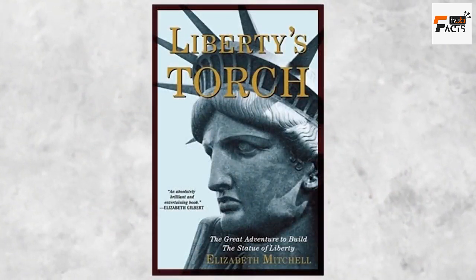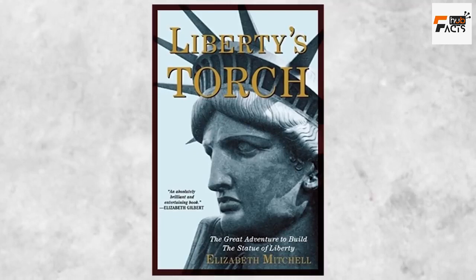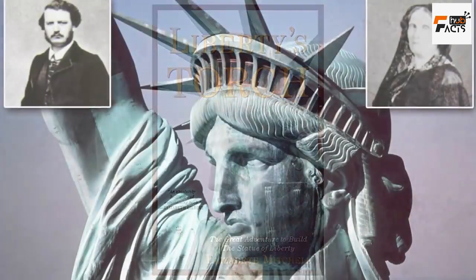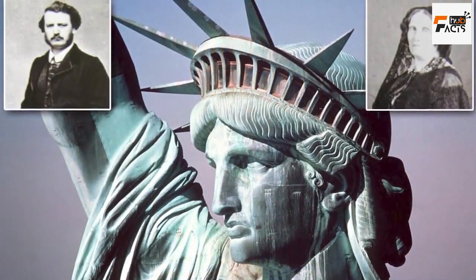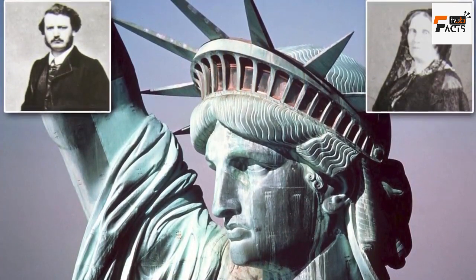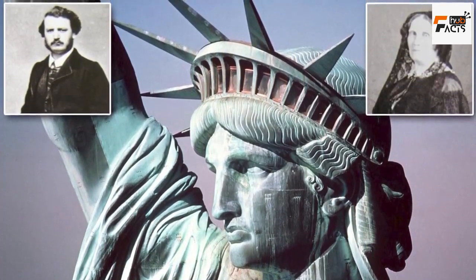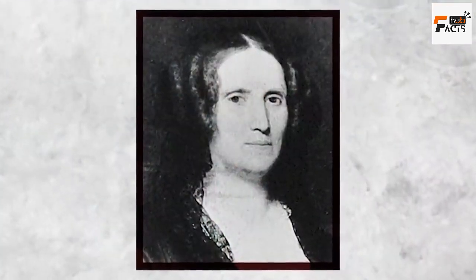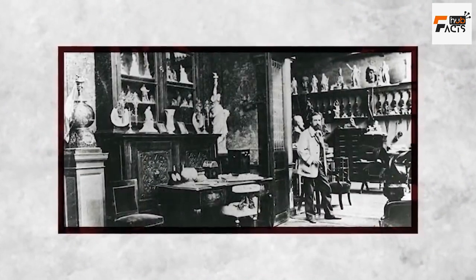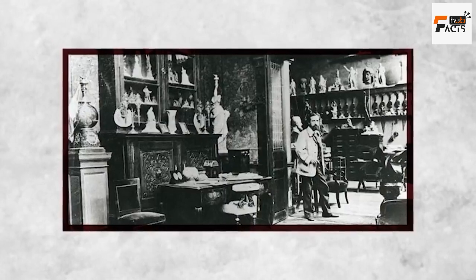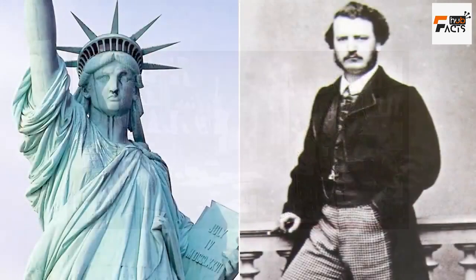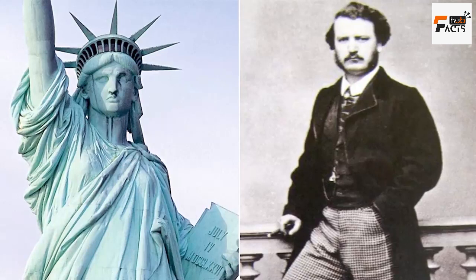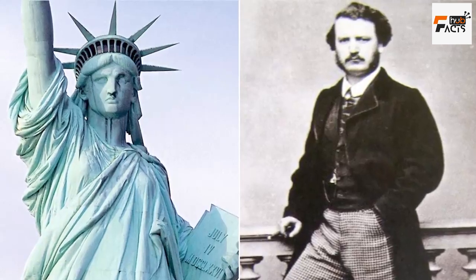But the famous American author Elizabeth Mitchell, in her book Liberty's Torch: The Great Adventure to Build the Statue of Liberty, wrote that Frédéric may have modeled his brother's face, but not his mother's. Elizabeth Mitchell wrote, she looked closely at the portrait of Frédéric's mother, and she can say with certainty that their faces do not match. While Frédéric was a skilled sculptor, it is unlikely that he made any mistakes.